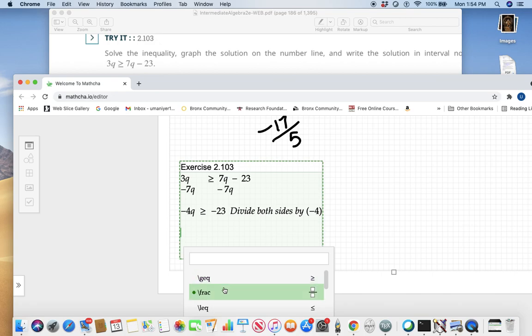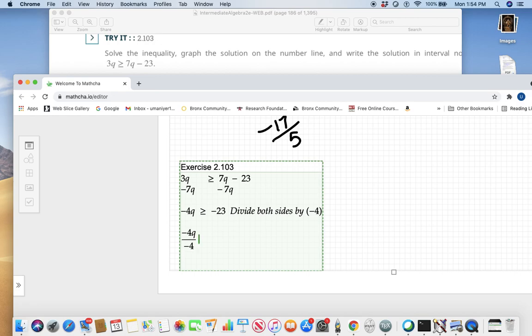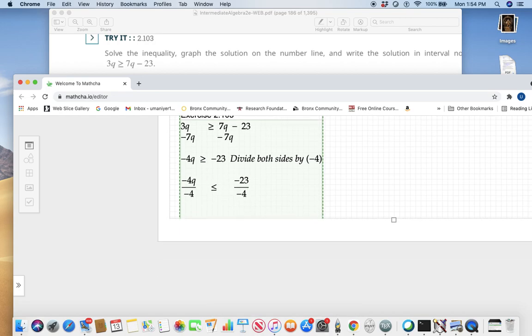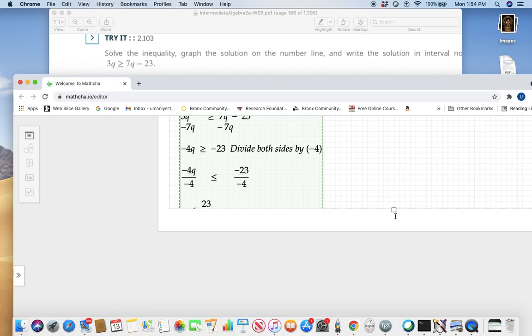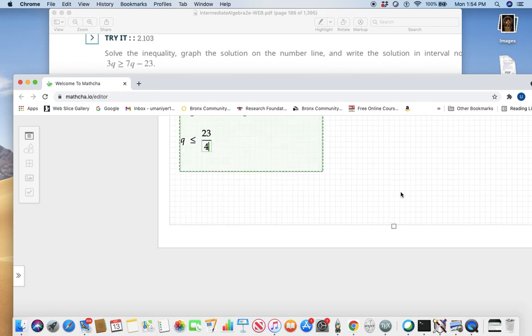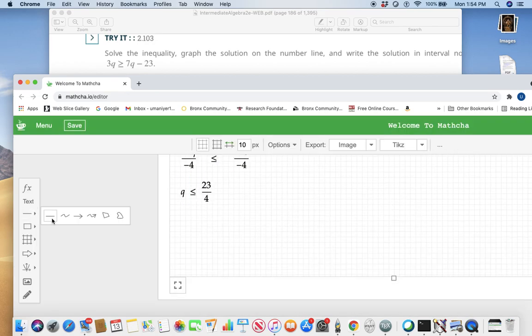Okay. Division by a negative number changes the inequality. Okay, so that's an important point to remember. Division by a negative number changes the inequality. You have greater than or equal to, so that becomes less than or equal to. Okay, at this point, negative 4 over negative 4, they cancel. I'm left with q. Less than or equal to. Negative over negative is a positive, 23 over 4. All right. And now we are ready to graph the solution set.